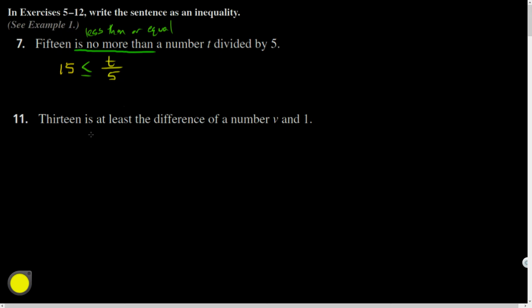All right, here we go. Question 11. It says 13. Let's see what this says. Is at least. Now, once again, the word is is cluing me into the fact that this is either going to be an equation or an inequality. Is at least, so does that mean it could be less than it?